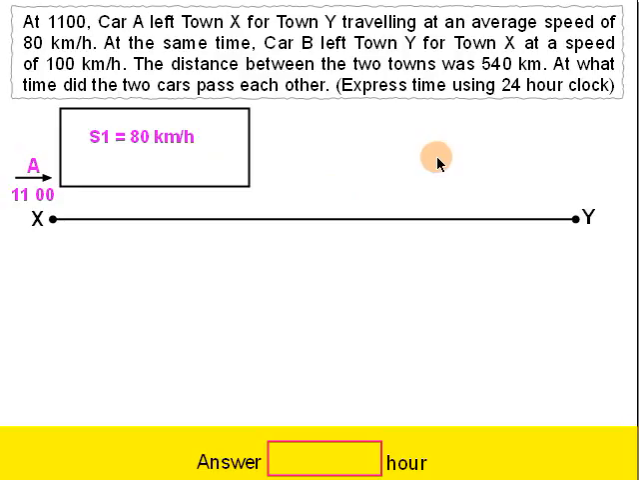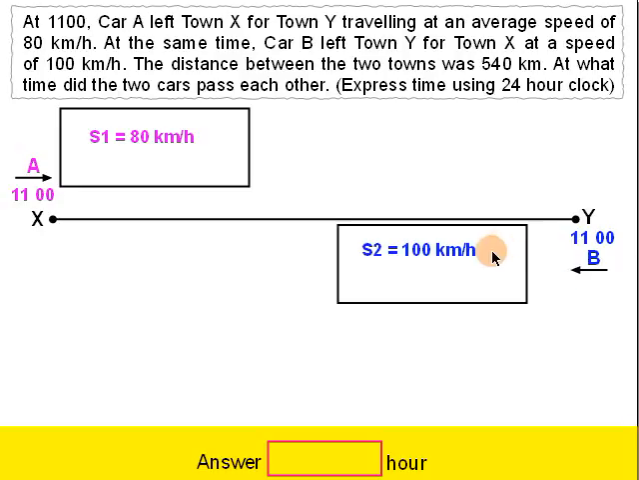At the same time, car B left town Y for town X, so we put it down in the opposite direction, at a speed of 100 km per hour. The distance between the two towns was 540 km, so we put it down between X and Y. At what time did the two cars pass each other? Express time using the 24-hour clock.